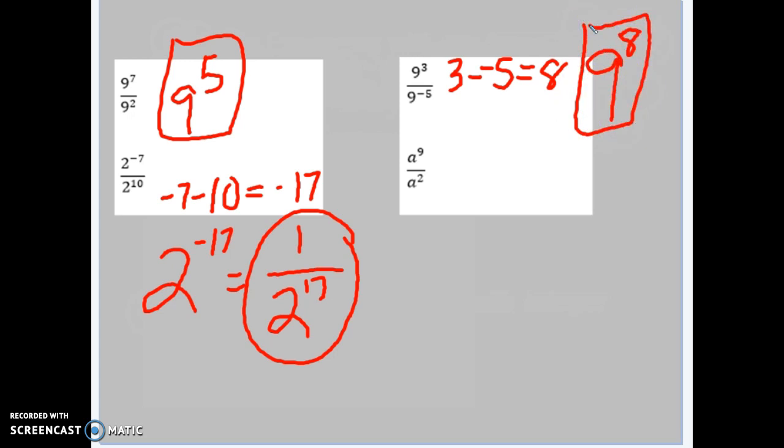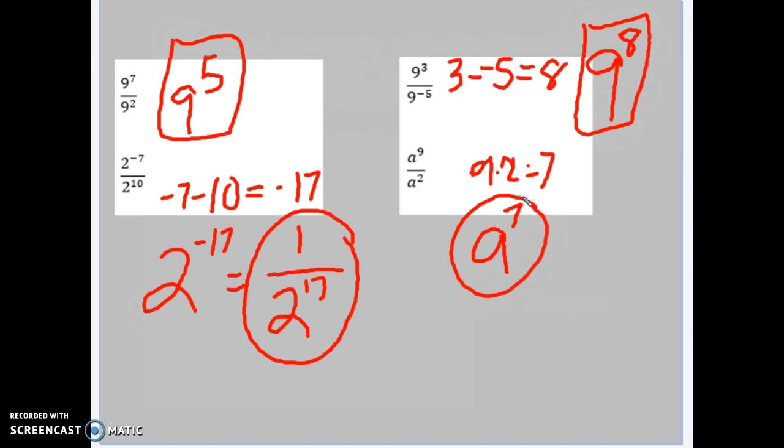It doesn't matter if you have variables or if you have numbers. You always have to make sure that the base is the same. So for this last example here, both bases are a. So then we just think, well, what's 9 minus 2? And we know 9 minus 2 is 7. So my answer is a to the 7th power.